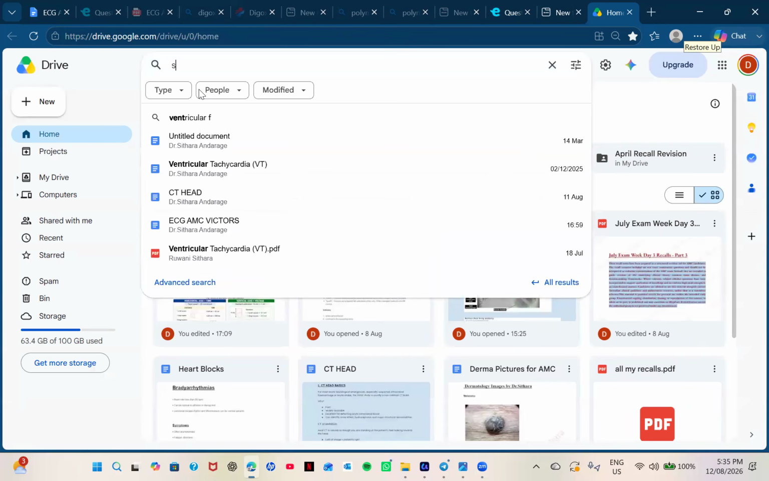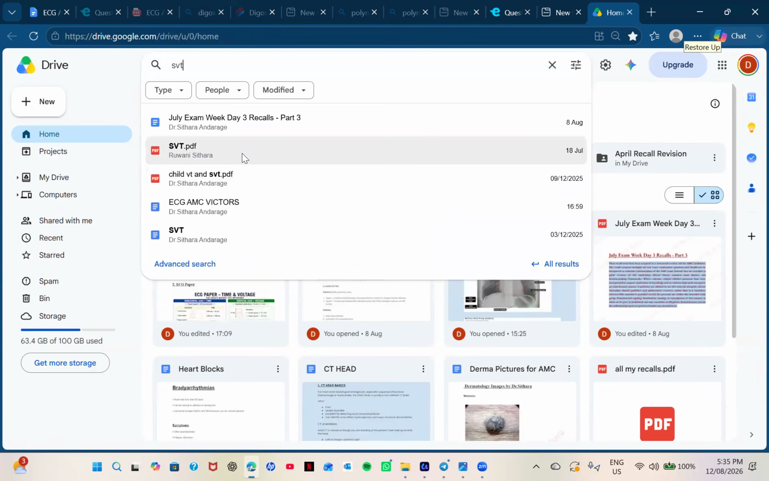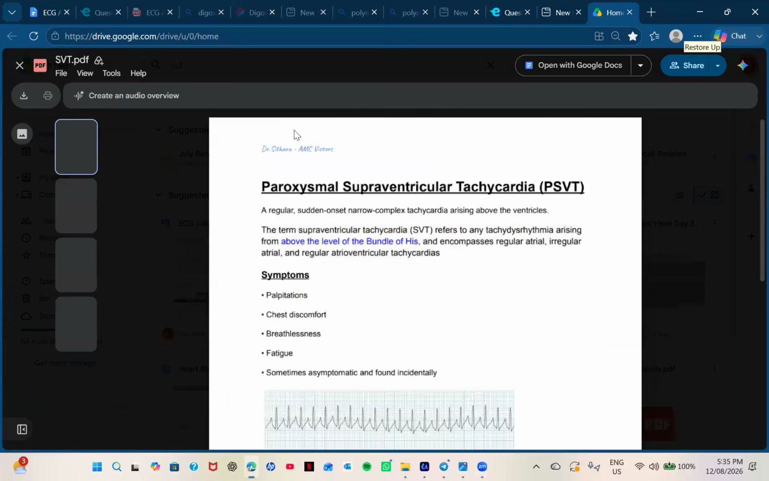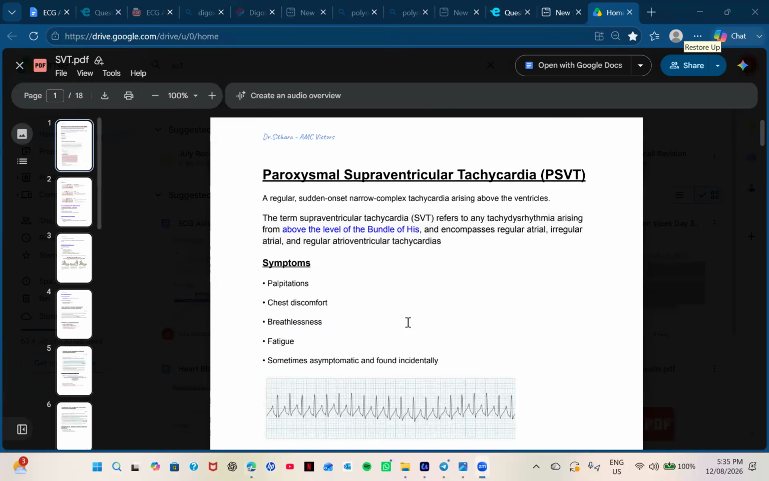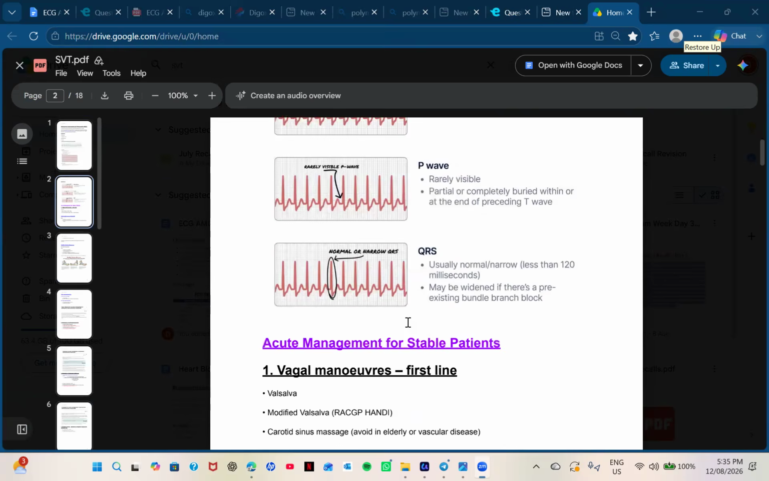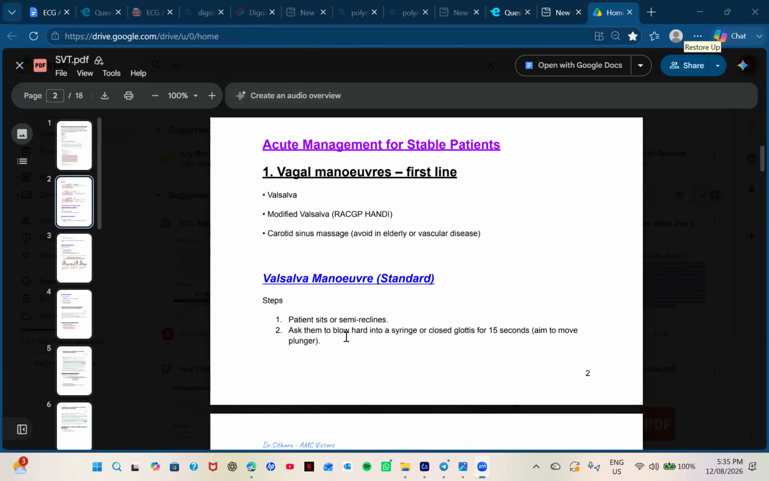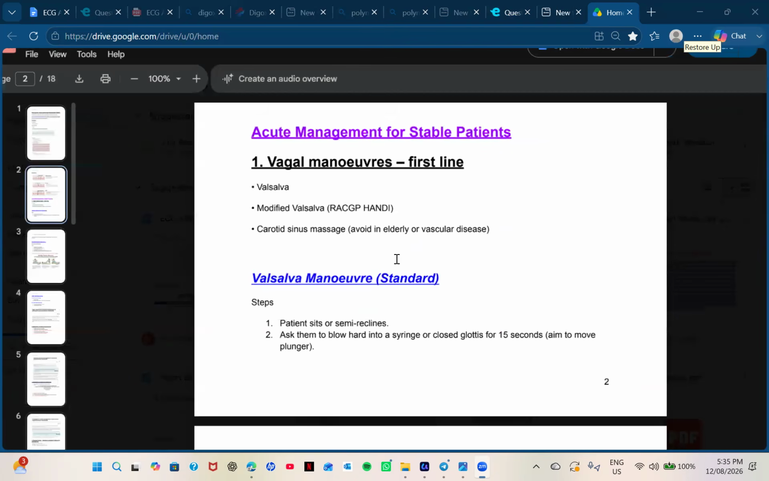Now tell me, doctors, SVT management. I will explain quickly like this, otherwise it will take time, right? If we go with the emergency questions. Tell me, doctors, if it is SVT, how should we manage? First of all, you need to understand whether the patient is stable or unstable, right? If the patient is stable, how should you start the treatment? The algorithm for stable patients with SVT.